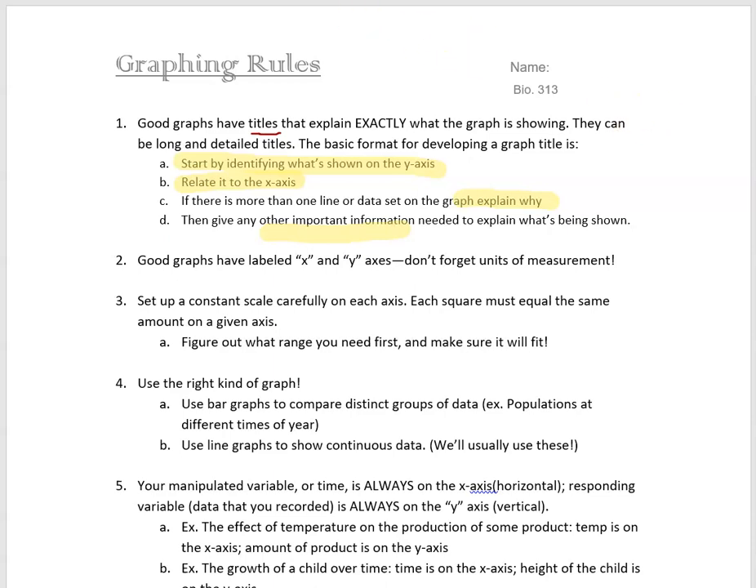Okay. Second thing is that good graphs have labeled x and y axes. So in addition to a title, the next thing is, did I label my axes? Don't forget, you have to have units of measurement shown there. Okay, then you have to set up a constant scale on each axis.